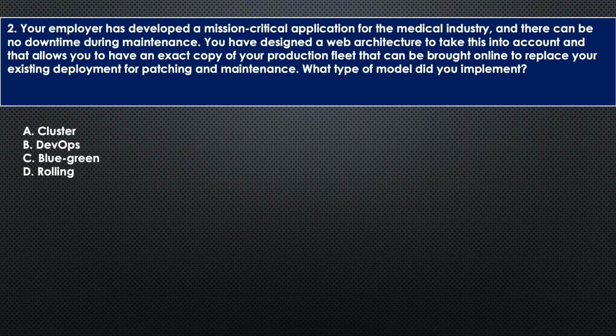2. Your employer has developed a mission-critical application for the medical industry, and there can be no downtime during maintenance. You have designed a web architecture to take this into account and that allows you to have an exact copy of your production fleet that can be brought online to replace your existing deployment for patching and maintenance. What type of model did you implement? A. Cluster. B. DevOps. C. Blue-Green. D. Rolling. Answers. C. Blue-Green is a software deployment model that uses two configurations for production that are identical to each other. These deployments can alternate between each other, with one active and the other inactive.